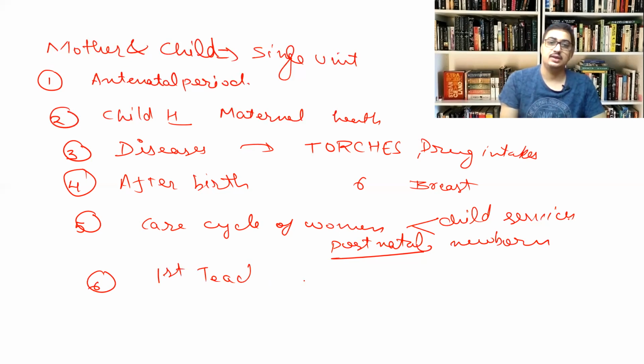So this way, there are six reasons why mother and child should be considered as a single unit. During the antenatal period, they are the same. There is a close association between child health and mother health, and mother diseases and child diseases. After birth, the child is dependent on the mother. Then, in the care cycle of women, both maternal and child services are to be provided in the same period. And finally, the mother is considered as the first teacher.